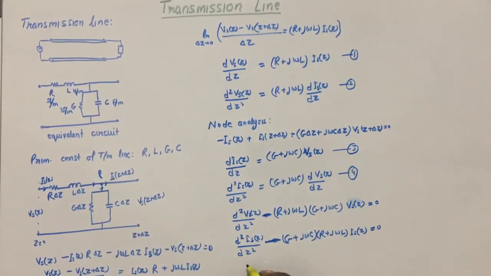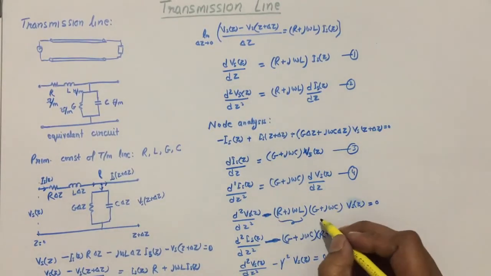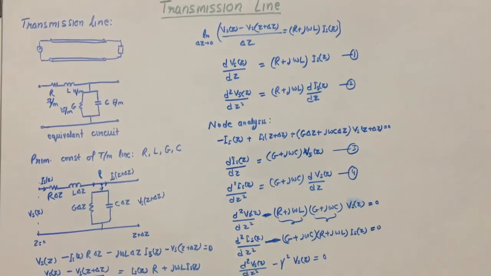Relating from the wave equation, we can have ∂²Vs(z)/∂z² minus γ² Vs(z) equal to 0. This is the form of the wave equation. Now relating this with this, we find that this is nothing but admittance, and this is impedance. Similarly, we can write in the case of current as well.